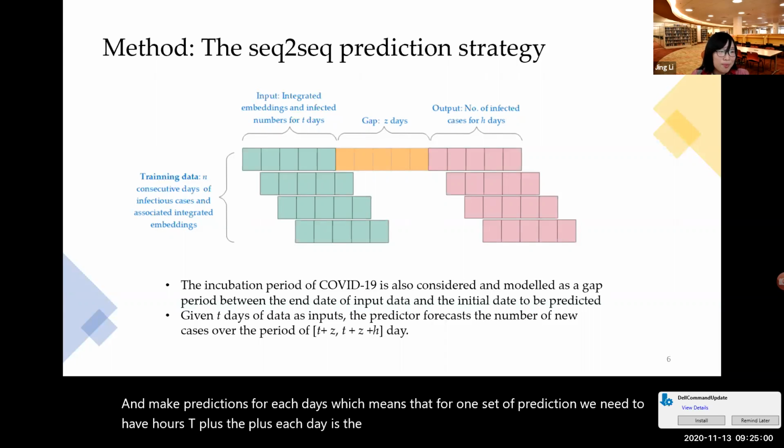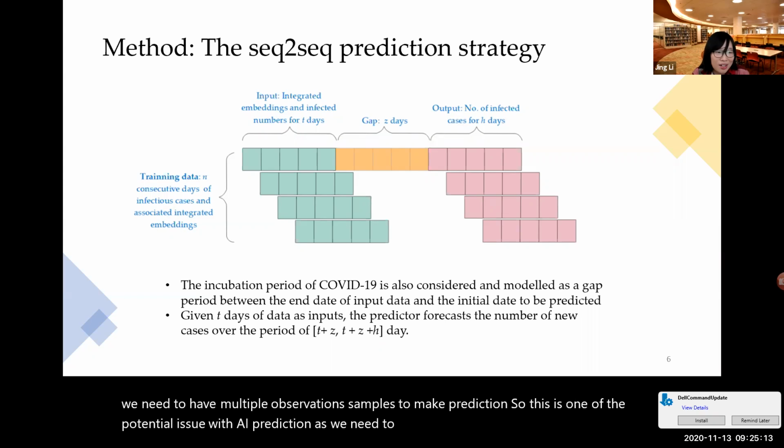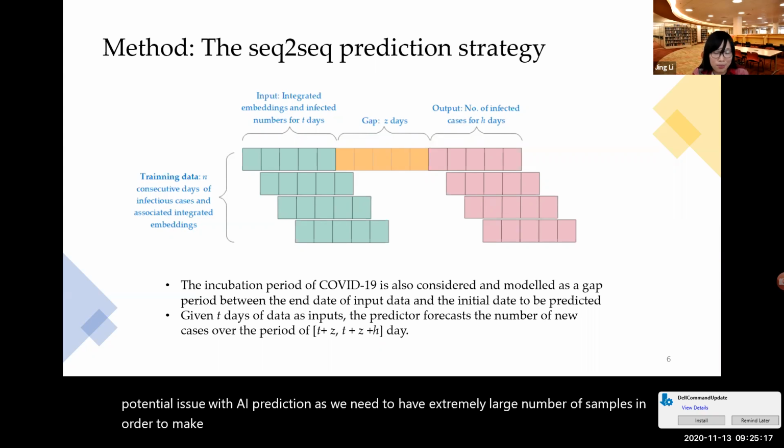Remember, this is an AI model, so we need to have multiple observation samples to make predictions. So this is one of the potential issues with AI prediction. That is, we need to have an extremely large number of samples in order to make valid predictions as the output.